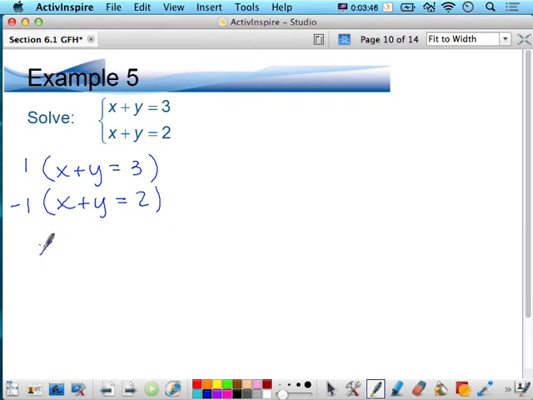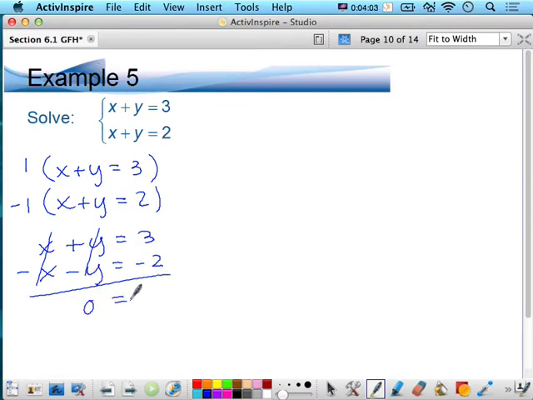Then we have 1x plus 1y equals 3, and negative 1x minus 1y equals negative 2. And when we add those together, the left side completely cancels. All of our variables cancel, but our constants don't. They make positive 1. So it's not 0 equals 0, which would always be true. It's 0 equals positive 1, which is never true. And so if something is never true, that must mean that the two lines are parallel. Yeah. And parallel lines never have a point of intersection, so we just say that it's no solution.